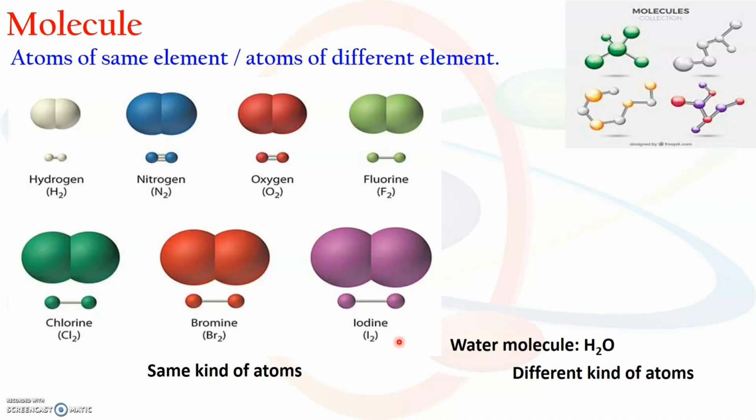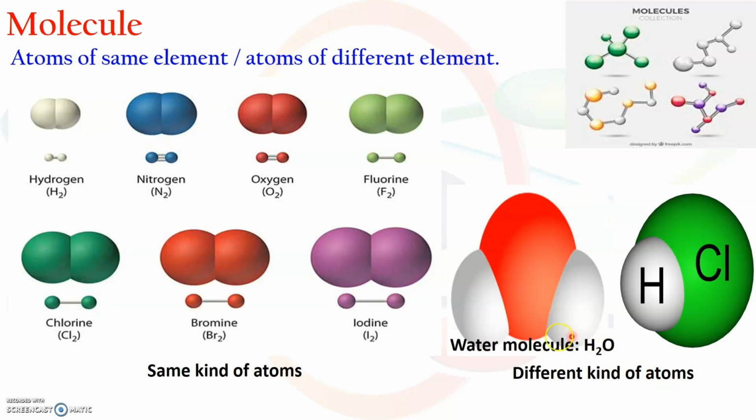Now let us see molecules that are formed by different kinds of atoms, like in the case of compounds, a molecule of water with the famous formula H2O. Now as we all know, this molecule of water is formed by the combination of an atom of oxygen, which is represented by a red ball here, and also by atoms of hydrogen. Two atoms of hydrogen combine with one atom of oxygen to form a molecule of water.